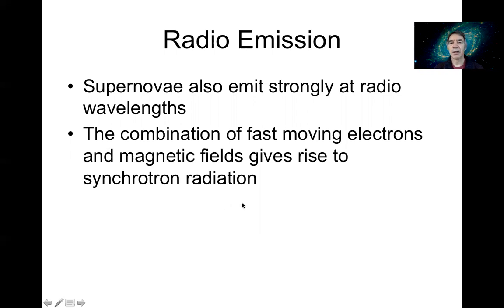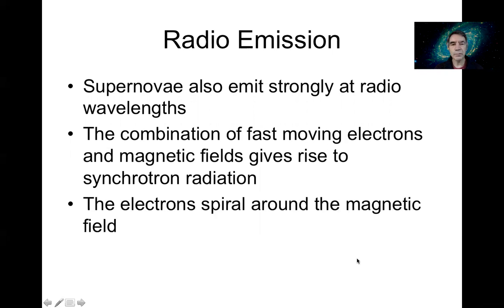Okay, so again, hopefully you come across the idea that, as we've mentioned before, if you've got a magnetic field line and a charged particle, then the charged particle will experience a force and start to circle around the magnetic field line. So they spiral around the magnetic field lines, and each time they're spiraling around, they're being accelerated. And so an accelerated charge, like an electron, will give rise to electromagnetic radiation. And in this case, it appears in the radio part of the spectrum.